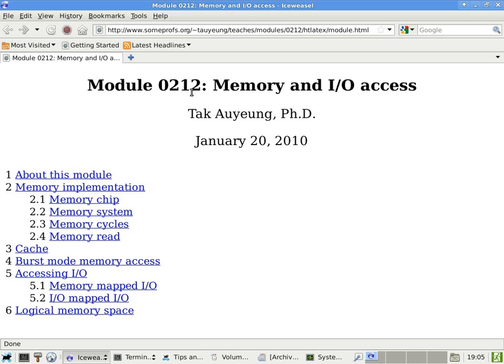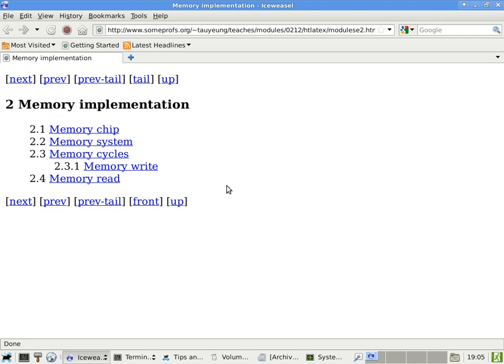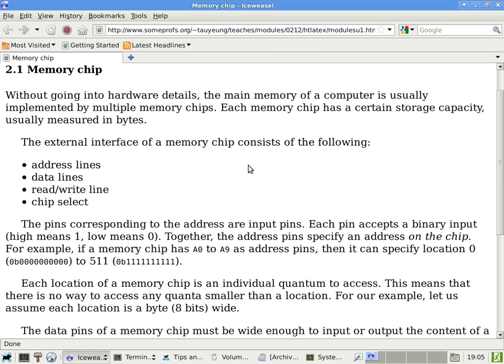This module does not even talk about why we need memory, because that was discussed already when we talked about registers. It starts off with the actual implementation of the memory subsystem of a computer, and it starts off with a description of a memory chip. Without going into hardware details, because this is not a hardware class, the main memory of a computer is usually implemented by multiple memory chips. This is getting back to very primitive computers and not your Pentium processor or the Pentium motherboards, which are far more complicated than what I'm describing here.